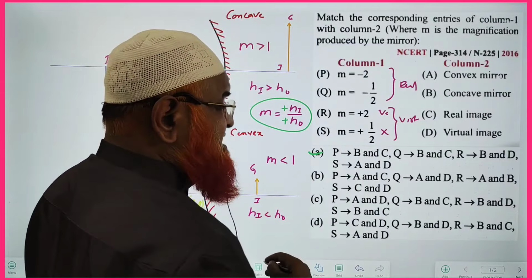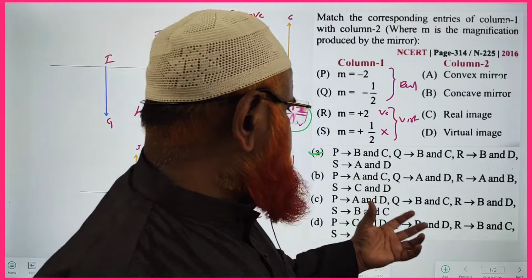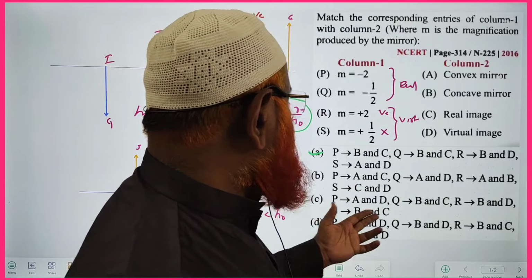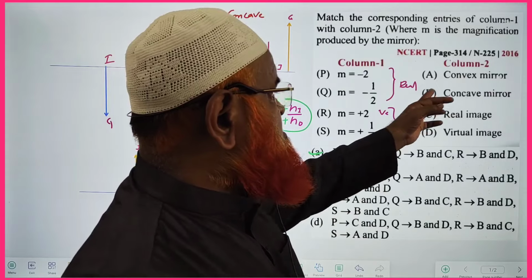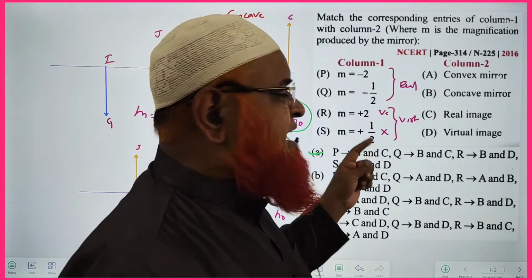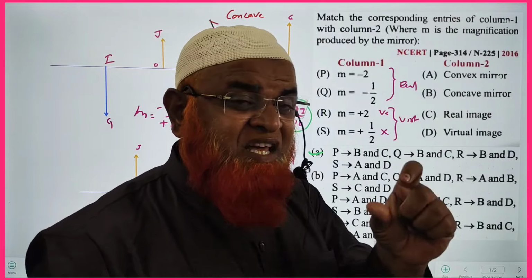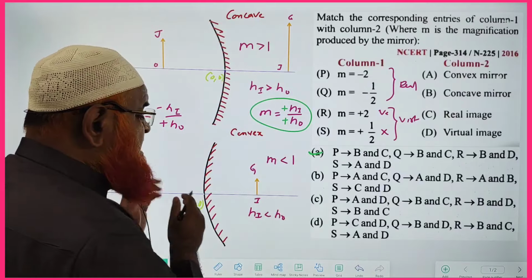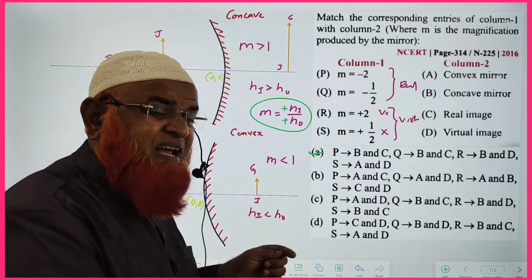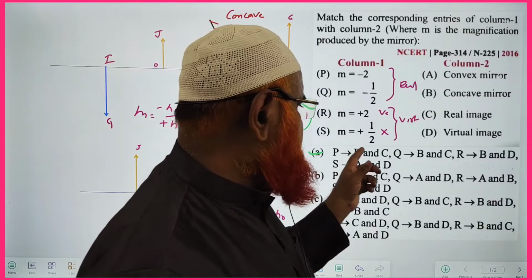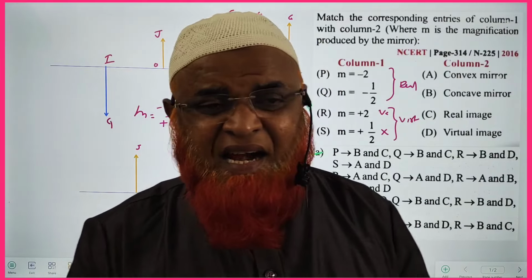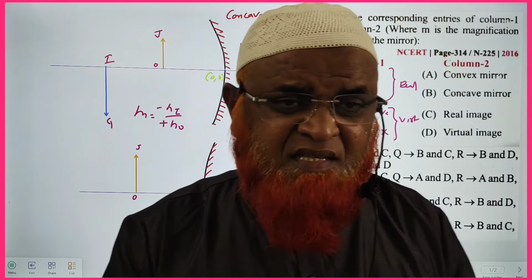Now let us take plus half. M equal to plus half, what is the meaning here? Let us see. So plus half is going to give S equal to A and D. A is what? Convex mirror, because it is a virtual image and the image size is smaller than the object. If it is a virtual image and the image size is smaller than the object, definitely it is a case of a convex mirror.